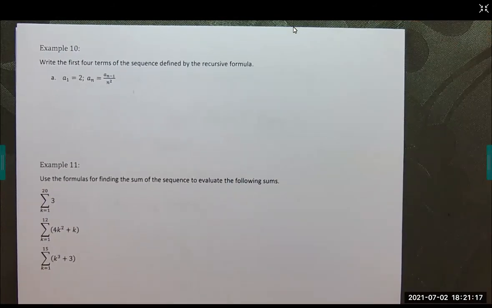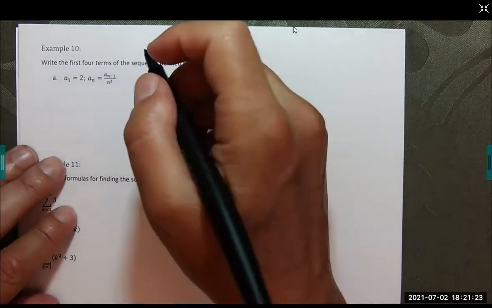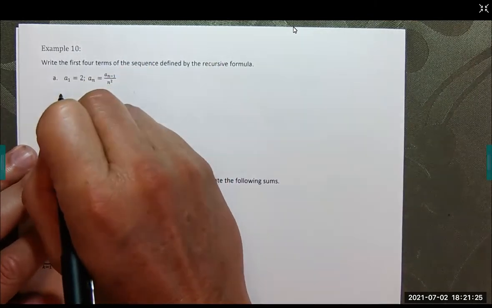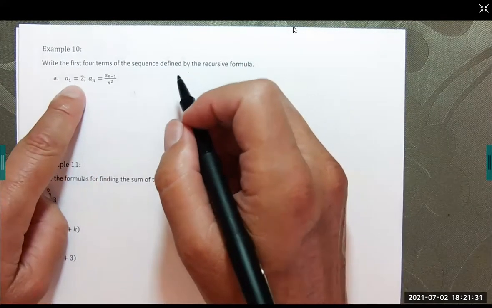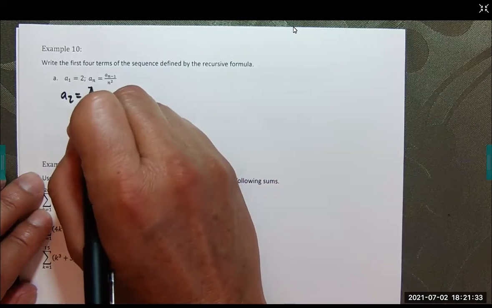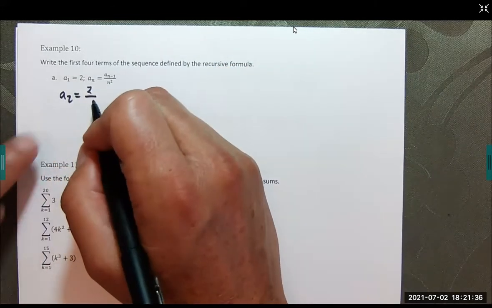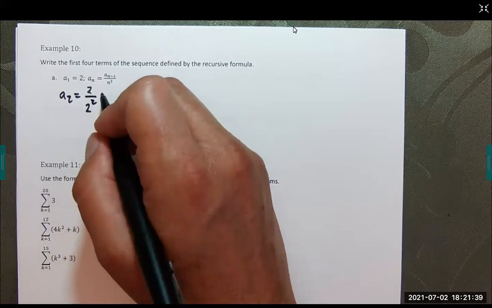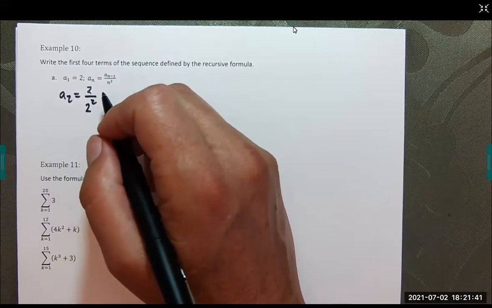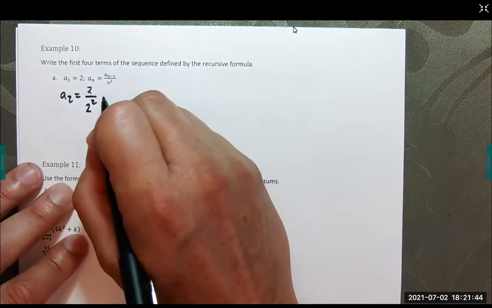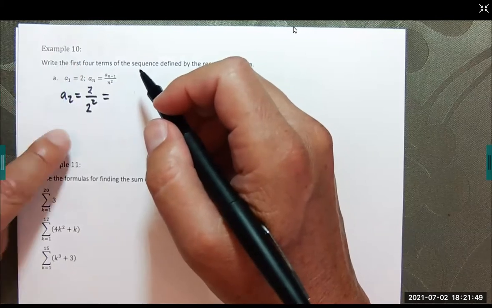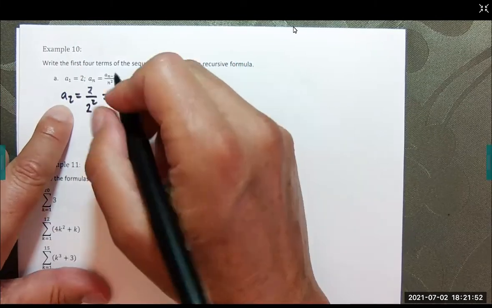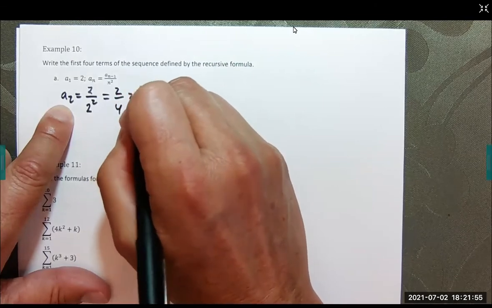All right, so here we have a recursive formula again, and we're going to write the first 4 terms. So a sub 1 is equal to 2. A sub 2 is going to be the previous answer. That's the numerator. That is going to be 2 over 2 squared. So this 2, once again, comes from here. This 2 is coming from the subscript. So this is 2 over 4, which is 1/2.